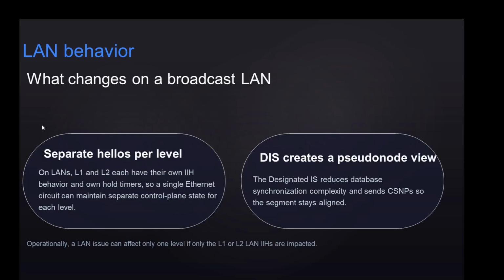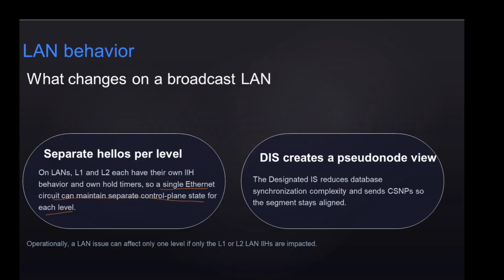So let's check the behavior of neighbor discovery when it comes to a broadcast network type or a LAN network. As we know, Cisco routers run both level 1 and level 2 of IS-IS at the same time. So on a LAN network, we send out both L1 and L2 hello messages at the same time. Like it says, a single Ethernet circuit can maintain separate control plane state for each level. So two levels mean two levels of IS-IS database, one for level 1 and one for level 2.